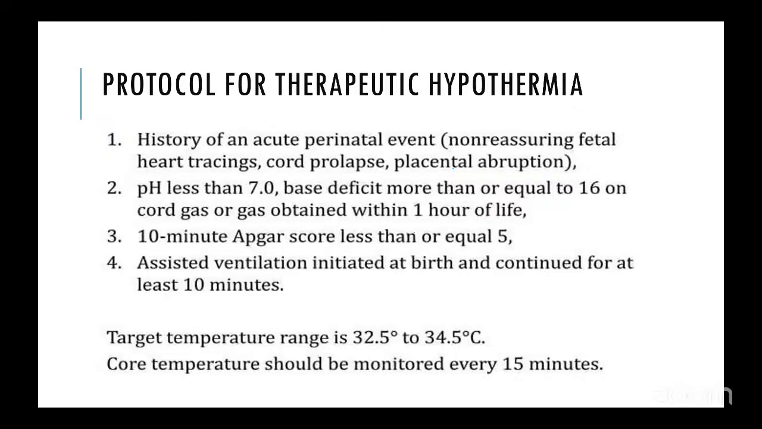base deficit more than or equal to 16 on cord gas, or gas obtained within 1 hour of life. 10-minute Apgar score less than or equal to 5, and the baby is requiring assisted ventilation initiated at birth and continued for at least 10 minutes. And the target temperature during this period up to 72 hours will be 32.5 to 34.5 degrees. And core temperature should be monitored every 15 minutes.